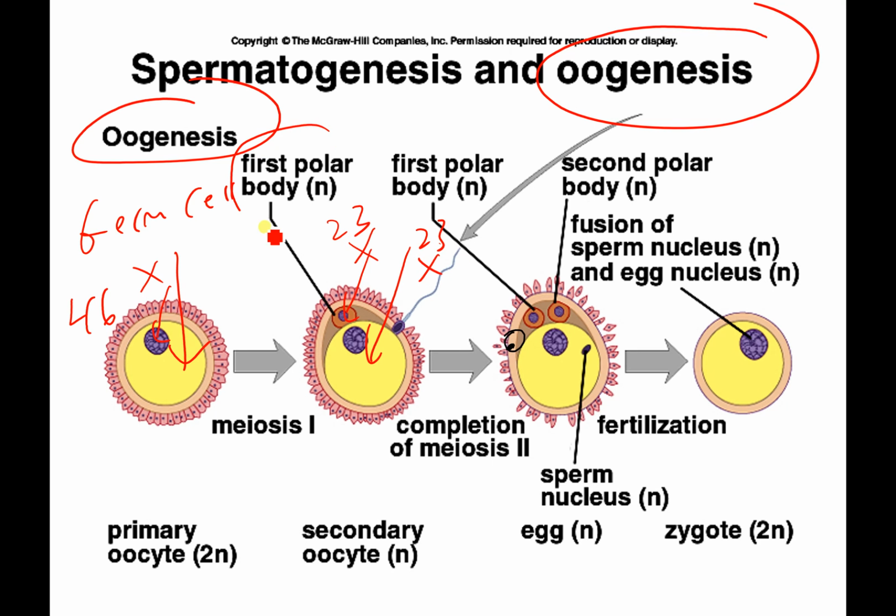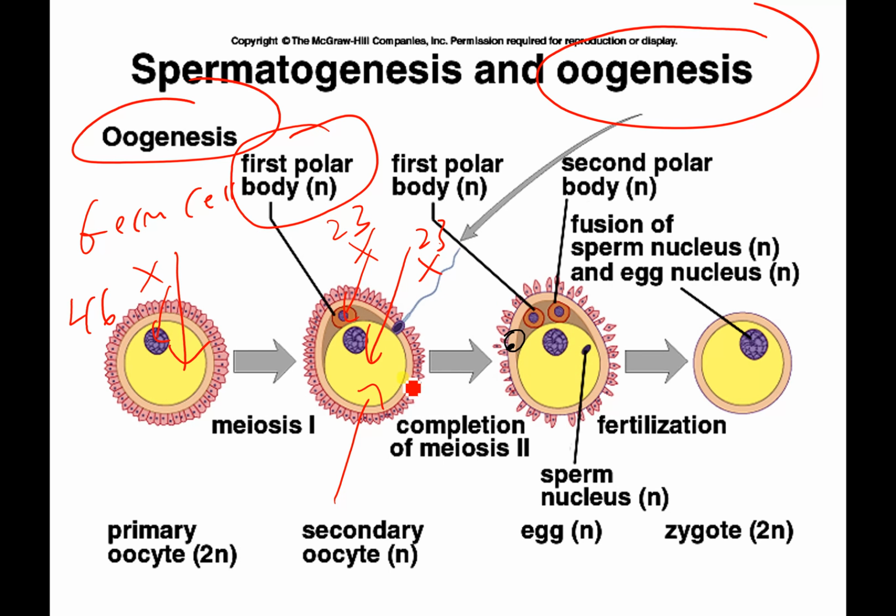The small cell is called the first polar body. It's haploid. This other cell will become the egg eventually. It's called the secondary oocyte. If a sperm happens to penetrate one of these cells at this point, it will undergo meiosis 2. Otherwise, if a sperm doesn't penetrate it, it just dies. So let's pretend that a sperm does penetrate it.